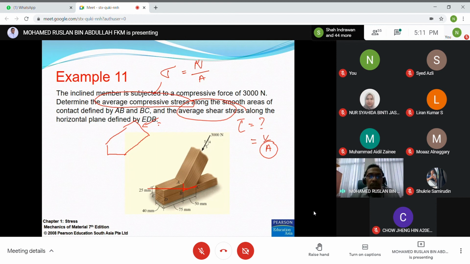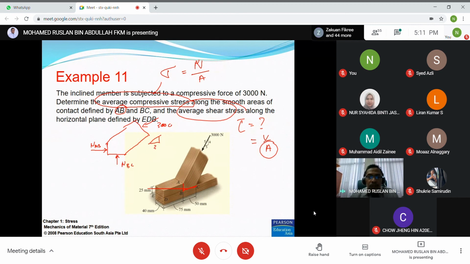Okay, so this is force 3,000. Based on this diagram, we have the normal force in this direction for AB, and for BC this is the normal force. Let's say this is NAB, and this is NBC. And the angle is as shown here.